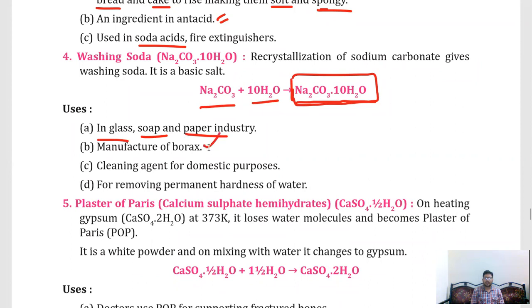It is used in manufacturing of borax. Whenever you get some wound, that wound will be cleaned by using a powder, borax. It is a cleaning agent for domestic purposes. In our house, to clean tiles and so on, it is used. It is also used for removal of permanent hardness of water.